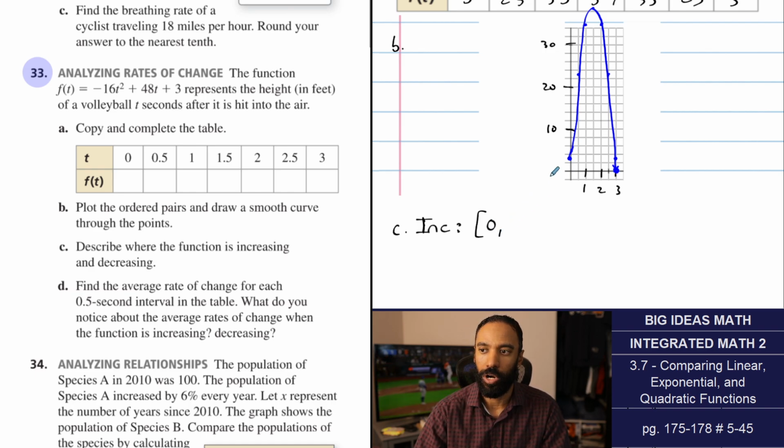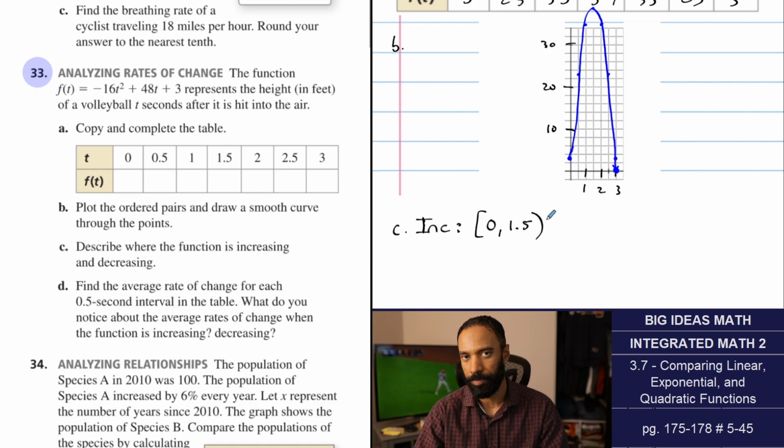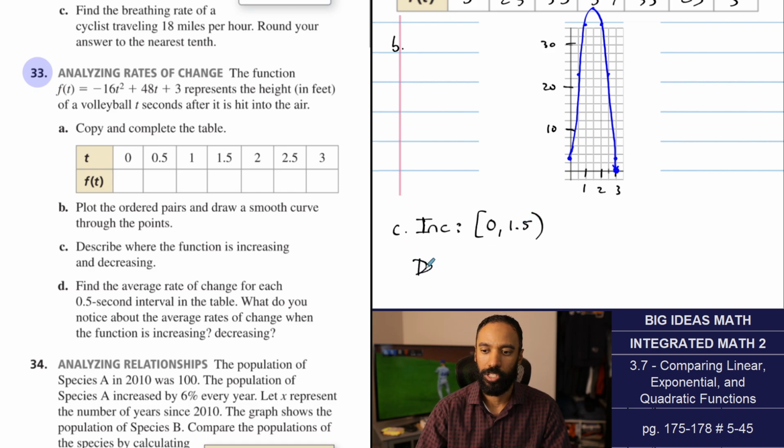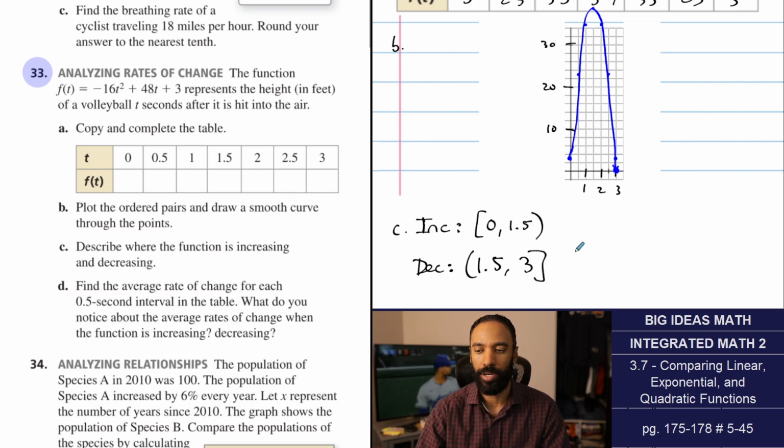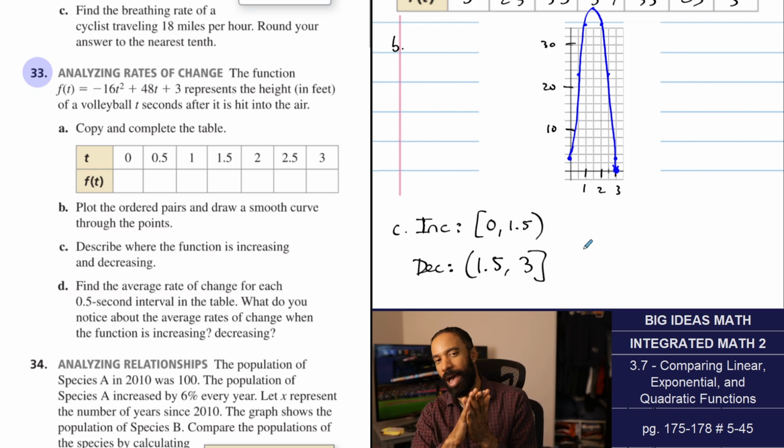But including 0 all the way up to, and you could argue it's still, I mean, I don't make the argument, but to 1.5 is where it actually kind of stops increasing. And then it's decreasing from 1.5, not including it, all the way down to 3. I'm just going to go and include 3. I don't know what happens after 3.